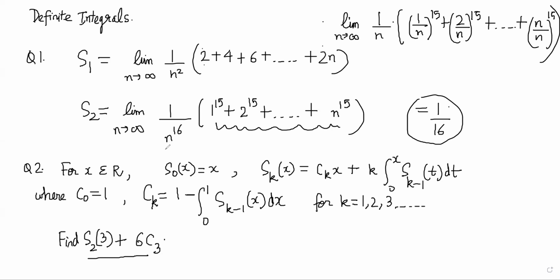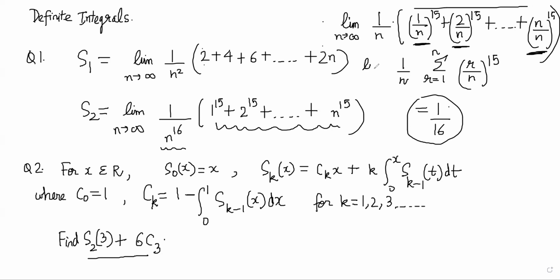In the second one, you can see that 1 by n can be kept outside and n power 15 can be taken inside, right? You are getting 1 by n power 15 plus 2 by n power 15 till n by n power 15. So this can be written as summation of r goes from 1 to n, r by n power 15, right? This part. And you have 1 by n outside and limit n tends to infinity, right?